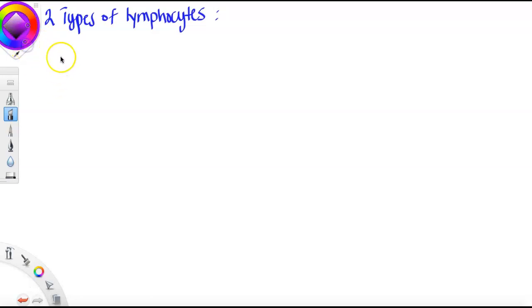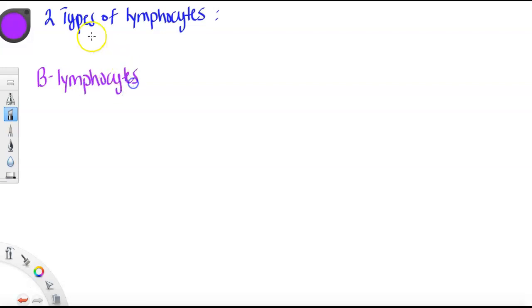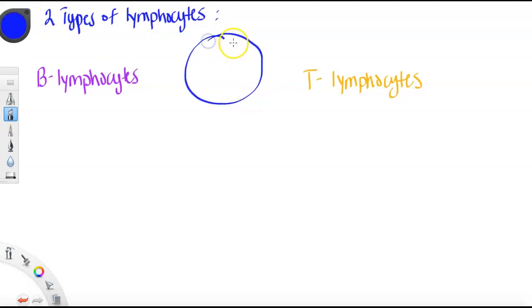So we have B lymphocytes and we have T lymphocytes. And they're all, remember, all lymphocytes look like this. They have that big old crazy nucleus that takes up basically the whole cell body.